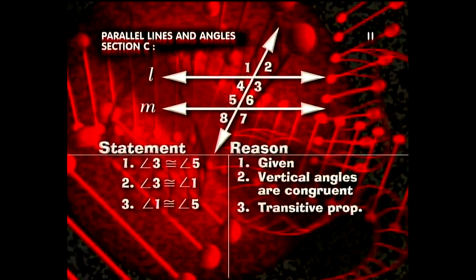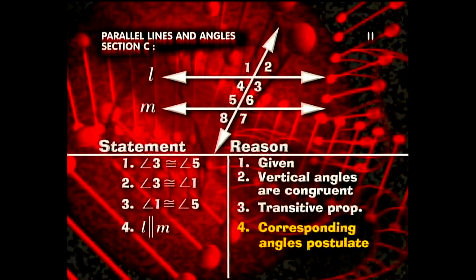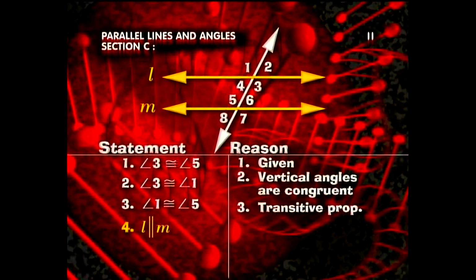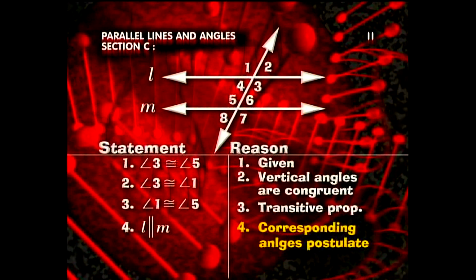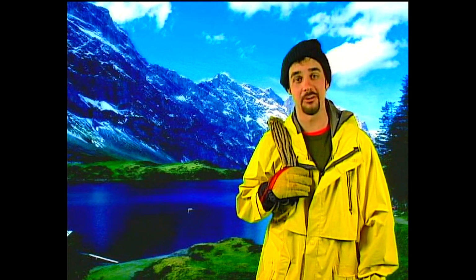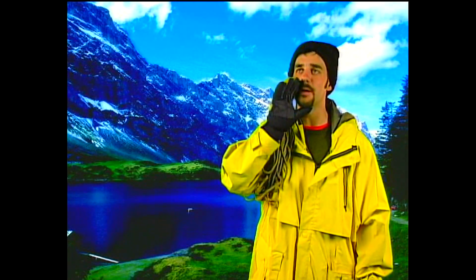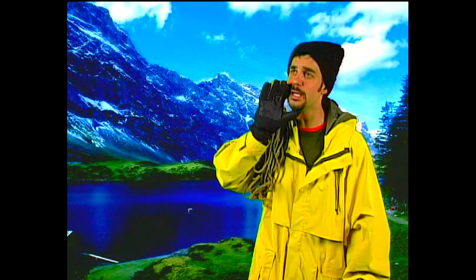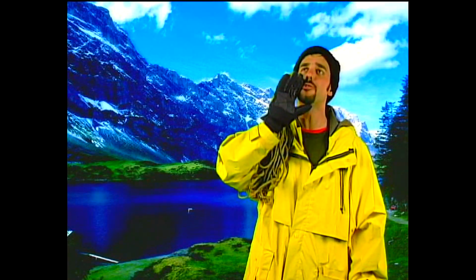That's it. However, now we know that the corresponding angles are congruent, so it's time to use the corresponding angle postulate. Line L is parallel to line M because of the corresponding angle postulate. And we're done. So, we've proven each half of the alternate interior angles theorem. Now we can yell from the mountaintops that lines are parallel if and only if alternate interior angles are congruent.